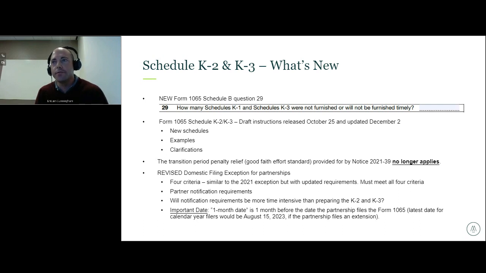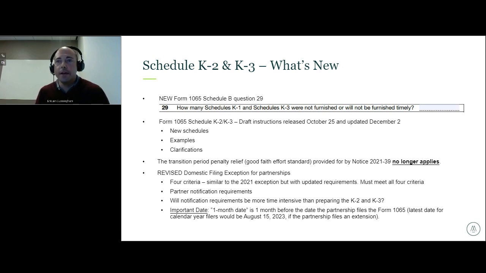It's important to remember that we had transition relief last year. It was the first year, through Notice 2021-39. That no longer applies for this year. So we are all K2, K3 experts and expected to prepare the form, and no penalty relief is available.